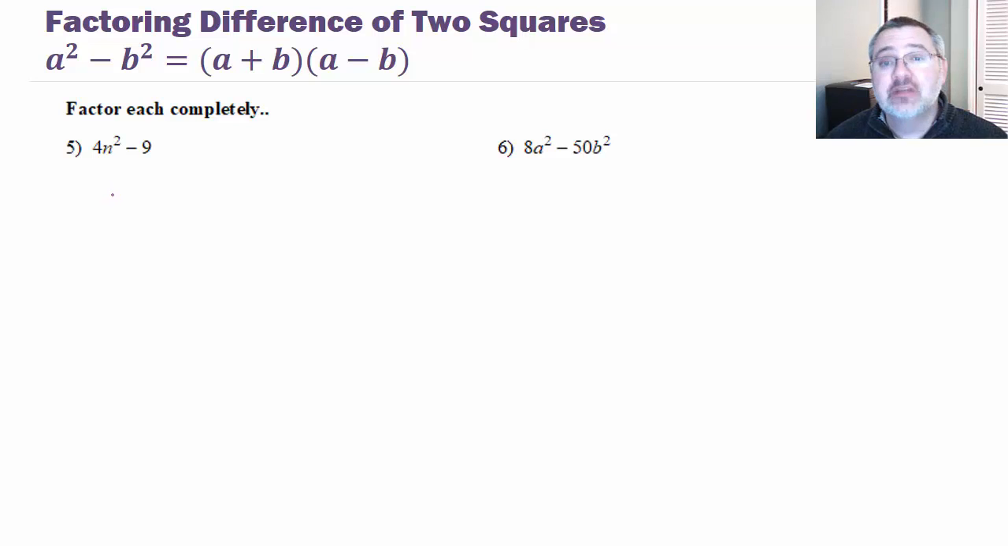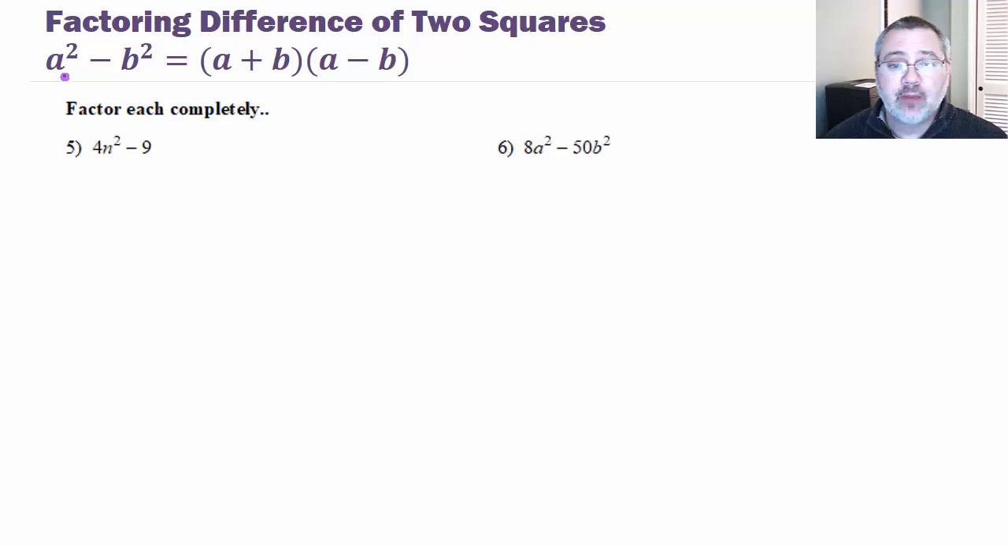Now when you hear the word difference, you should automatically think of subtraction. You want to have two terms that are being subtracted. Those terms themselves must be perfect squares. So you have a squared minus b squared.